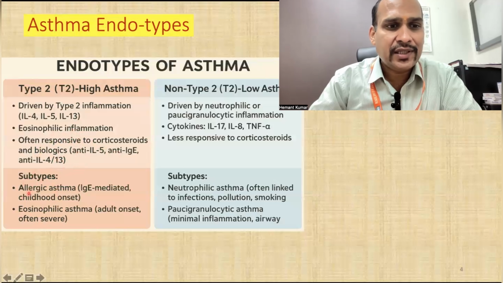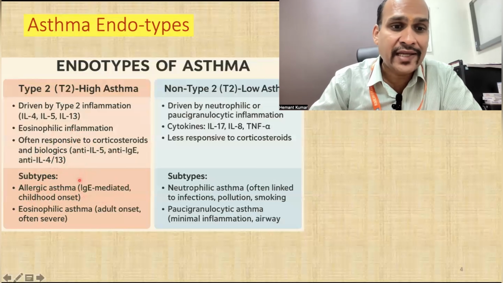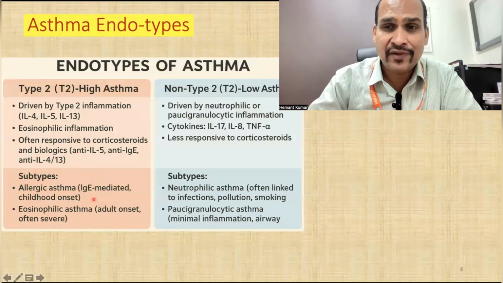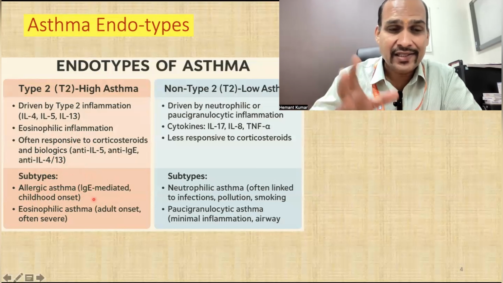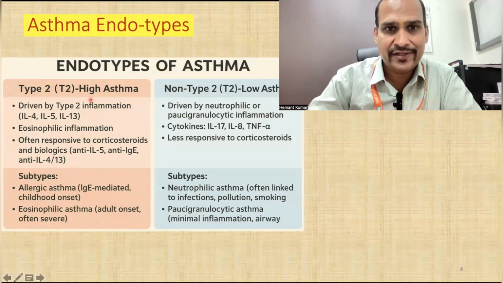There are two types: allergic driven asthma, which is usually there since childhood, also called IgE mediated. You must have heard of mast cell IgE. So this is allergic asthma. The other is eosinophilic asthma, and what we are discussing is adult onset, often severe asthma. So the same inflammation is there in our patient.